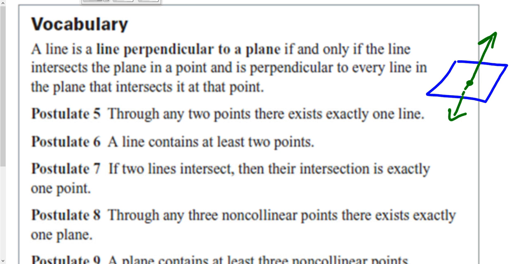So back on, these red lines are on the plane. And we can have an infinite number of lines on that plane. But if that green line is known to be perpendicular to each one of those lines, then we know it's perpendicular to the plane.